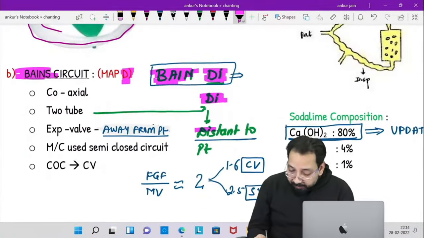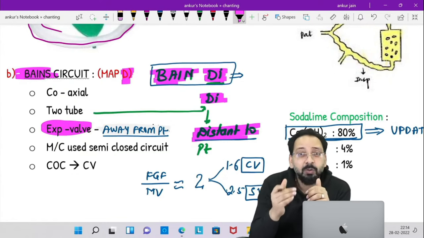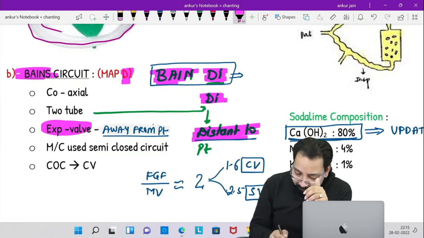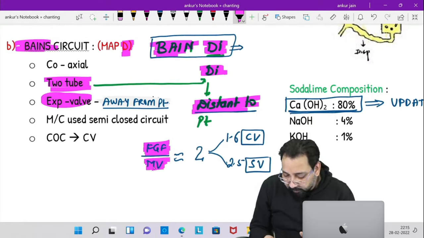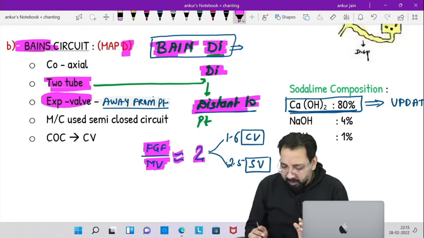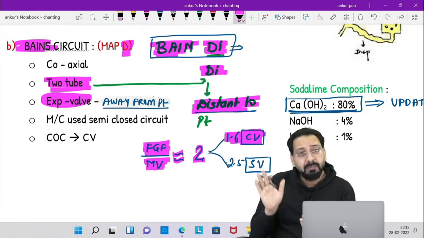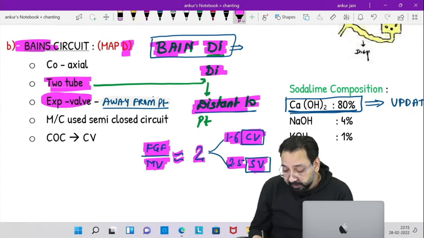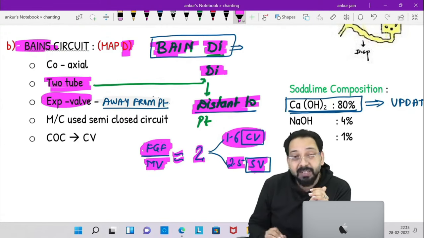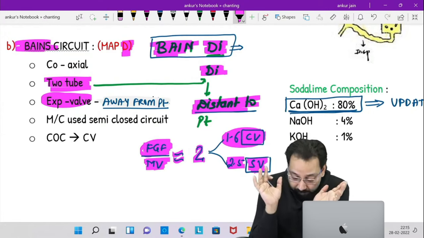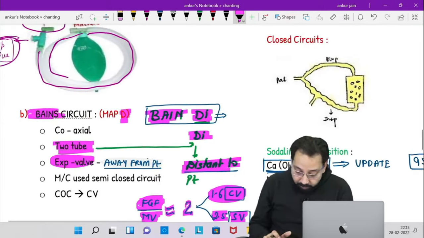Okay. D is distant from the patient, so the expiratory valve is distant. Yes, Mapleson A means pass A, near to the patient expiratory valve. D, distant from the patient. These two tubes are there. And the ratio is near about 2. How to remember? In controlled ventilation, it is 1.6, less than 2. If spontaneous ventilation, more than 2, 2.5. So if fresh gas flow is 1.6 in controlled ventilation, we will prefer it for controlled ventilation. Clear? It can be used in spontaneous ventilation, but the flow of fresh gas would be high. Clear? So this is the most common.